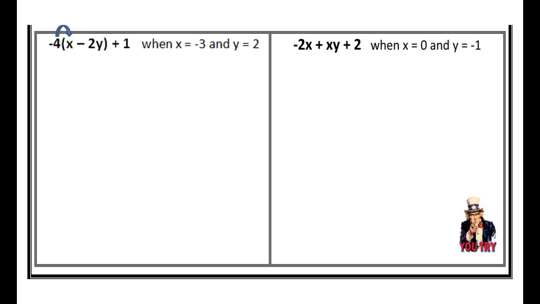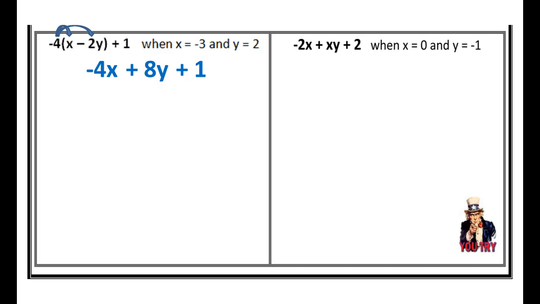So I'm going to distribute that -4. -4 times x gives me -4x. -4 times -2y gives me +8y. I'm going to rewrite that +1. This to me is a little cleaner. Simplified expressions are a lot easier to substitute into. You don't have to do a bunch of extra substitution if all like terms have already been combined, or distributed in this case.